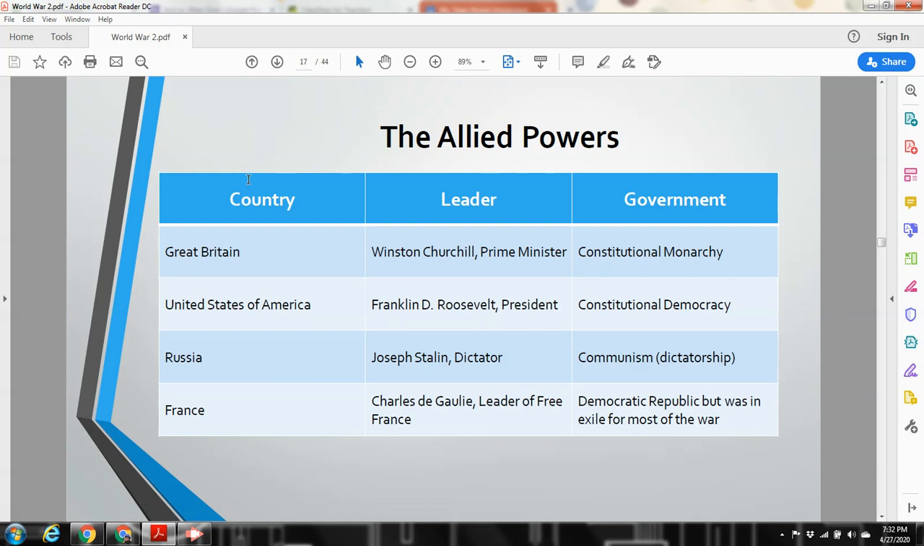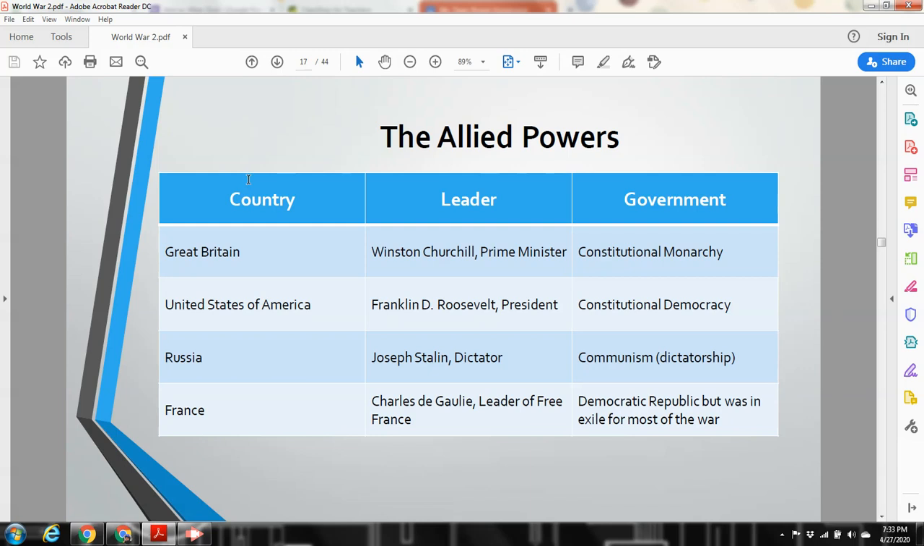The Allied powers were the other side of World War II. We did the Axis powers in the last lesson, which were mainly Germany, Italy, and Japan. They were also known as the Tripartite Agreement. So those were your three main powers in the Axis. Now, for the Allied powers, starting off, you had Great Britain and France as the two main players, and then later on, the United States and Russia joined.